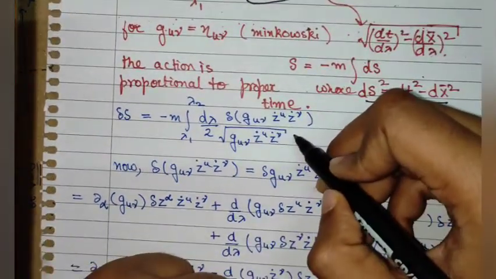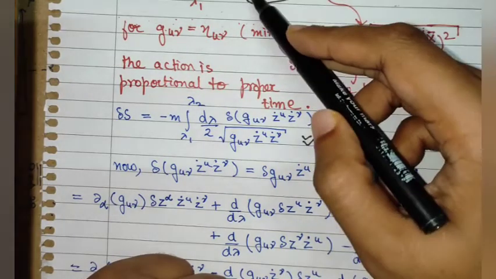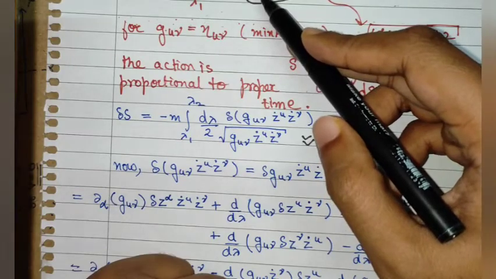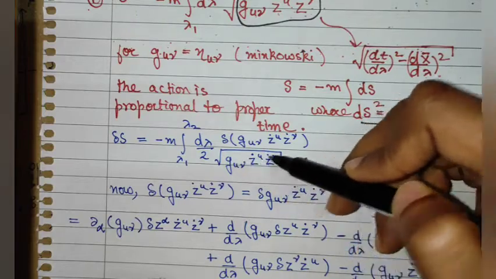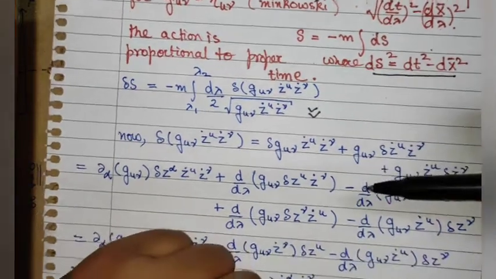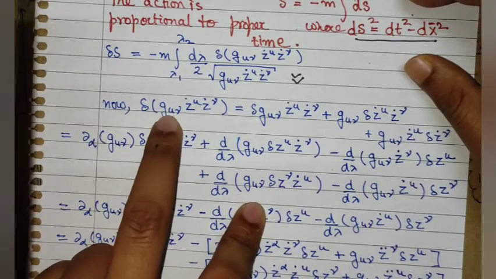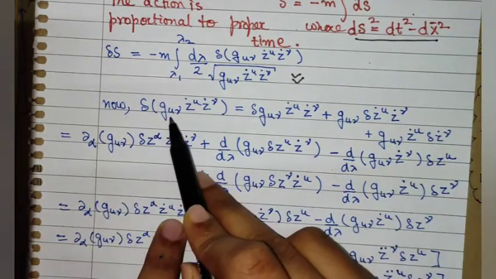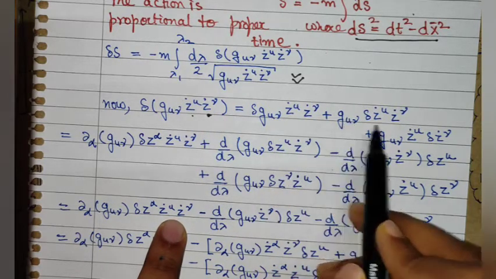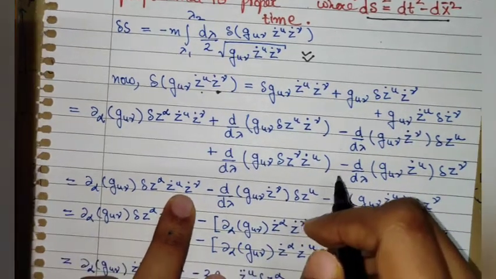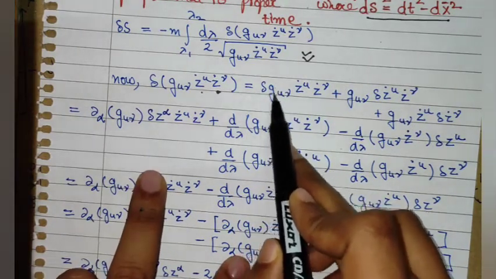So this will give us this form. Because the derivative of x to the power half is half times 1 over root x. Now we have to vary this action. Delta of this will break into three parts, delta of this and delta of this, that I have written here. Now we have to just find the delta of this thing.